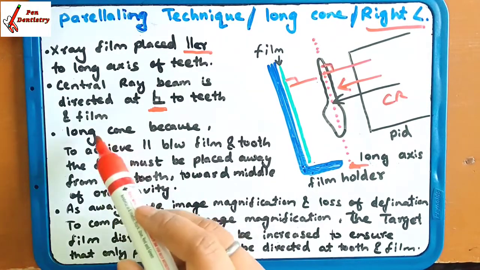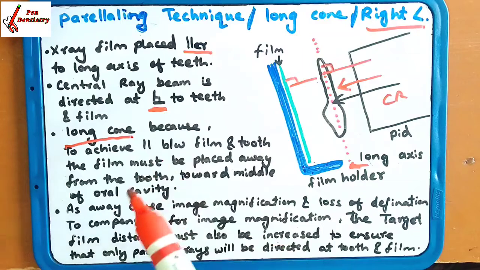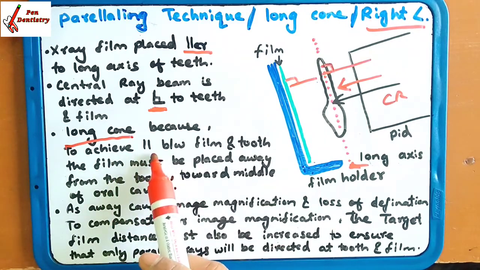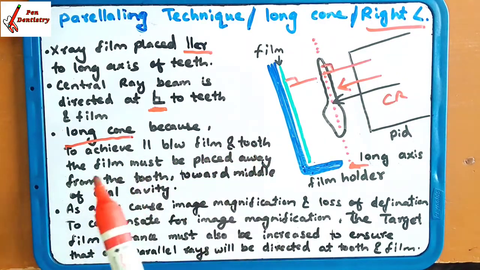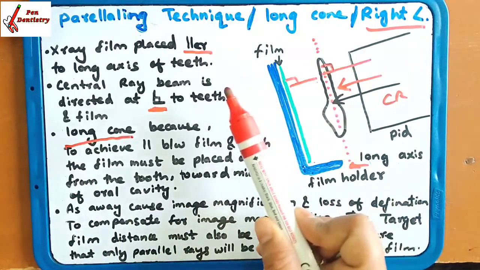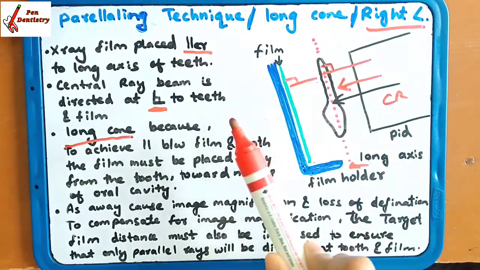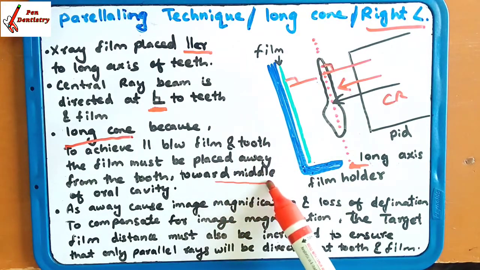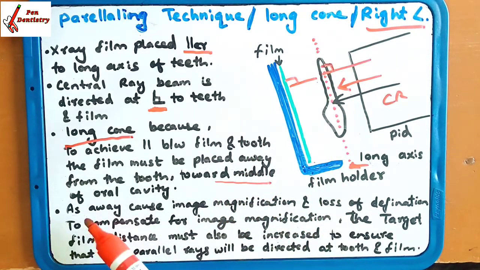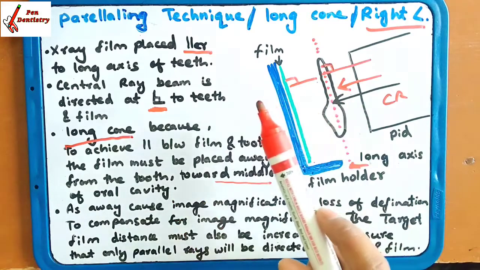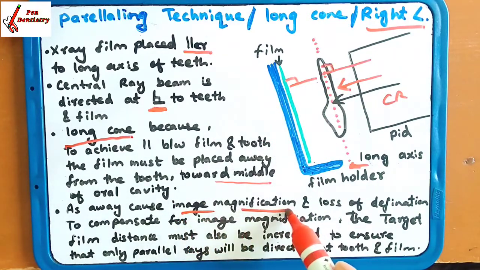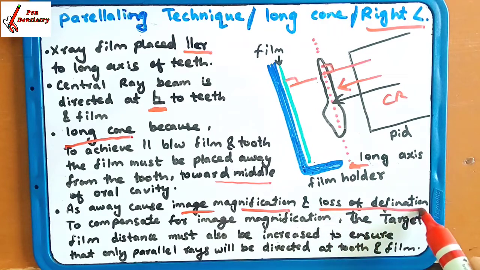This is known as the long cone technique because, to achieve parallelism between the film and the tooth, the film must be placed away from the tooth, towards the midline of the oral cavity. When it is placed away, it causes image magnification and loss of definition.